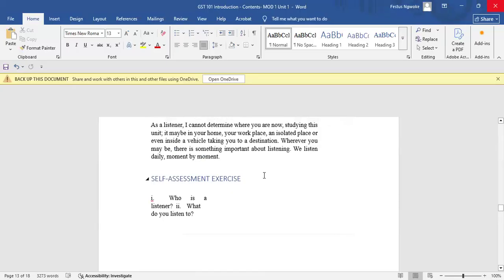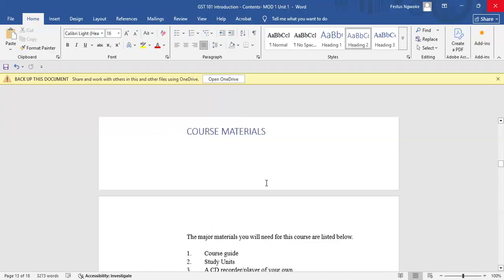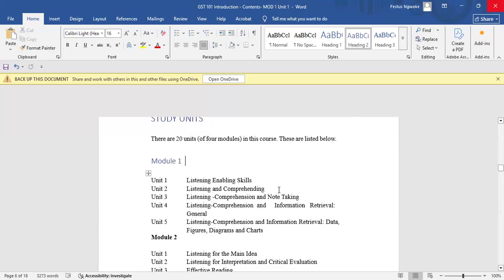Let us take a little look at what may be the content of this course. The content of this course, look at it. We are there now, the study units. We have module 1. Module 1 has to do with listening enabling skills. The whole of this particular course has to do with more of listening and comprehension. They are very, very vital.